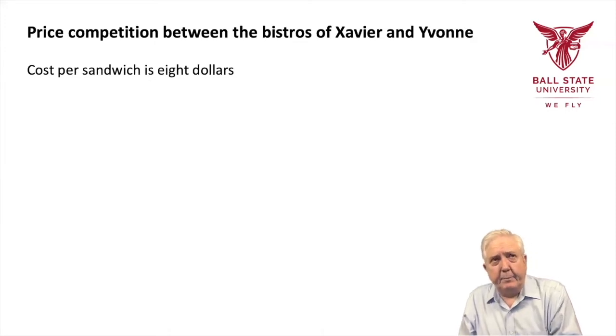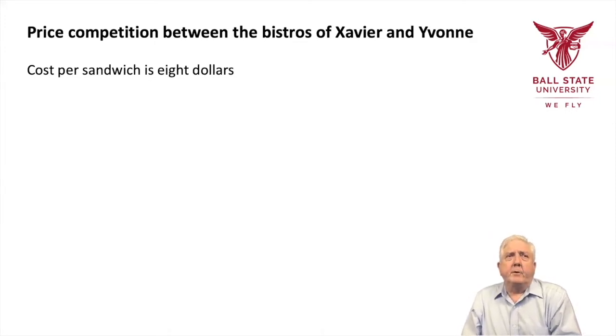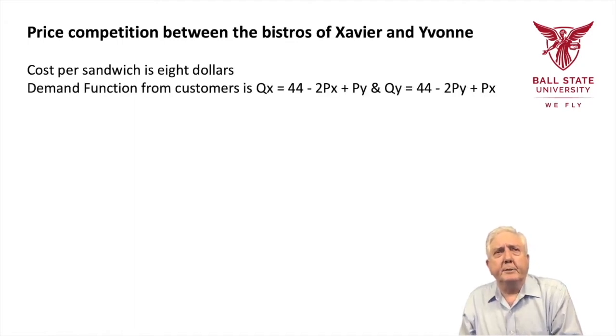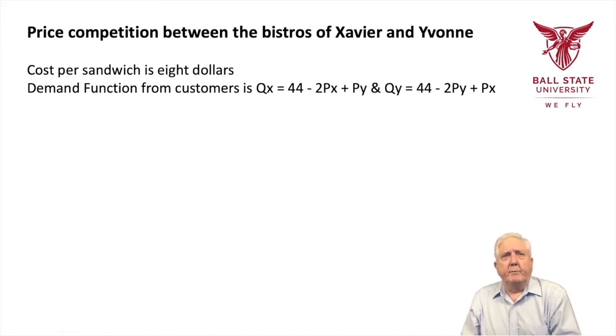Now, these two people compete across the street from each other. Their cost per sandwich is the same, $8, and they're trying to maximize their profits. So what we have is a situation where they have determined the demand function from their customers. And the demand function depends largely upon the price of their competitor. So I have two different formulas here, and they're the same. So we're trying to keep it very simple. But in examples that I might give you on a test, these two equations might be different from each other.